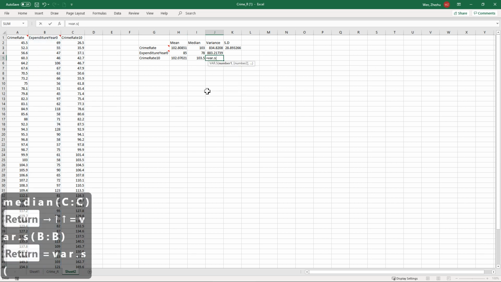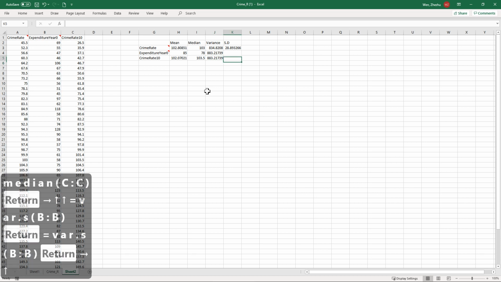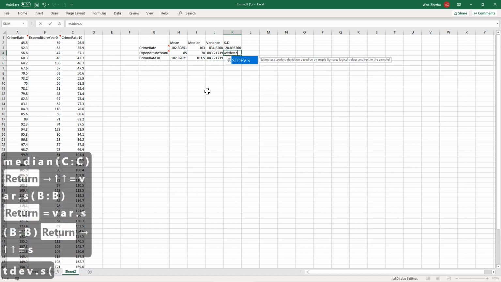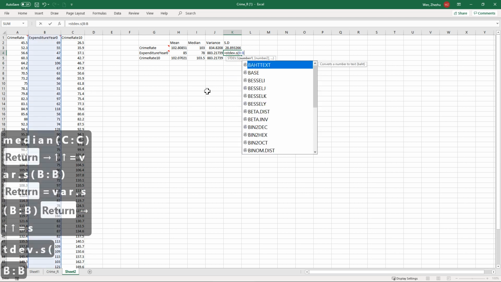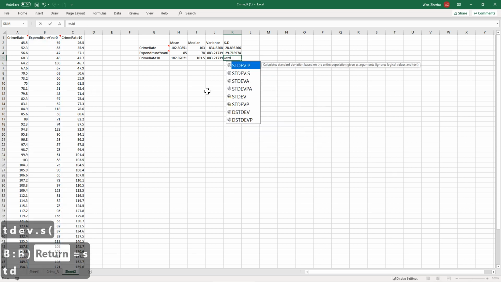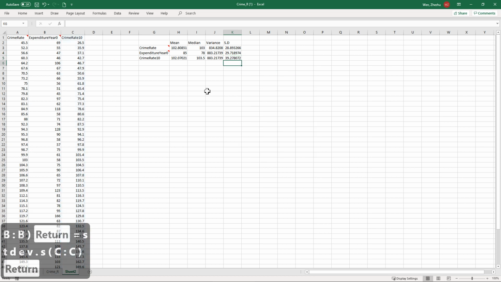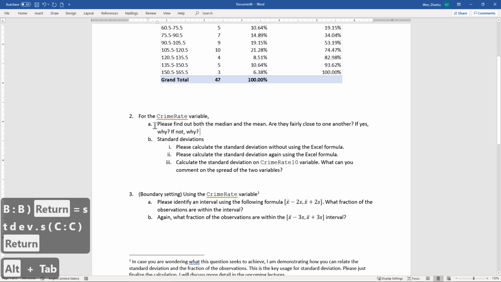Variance B to B. Okay, last one. STDV.S B to B. STDV.S for C to C. Okay. With this completed, I think we're ready to answer this question right here.